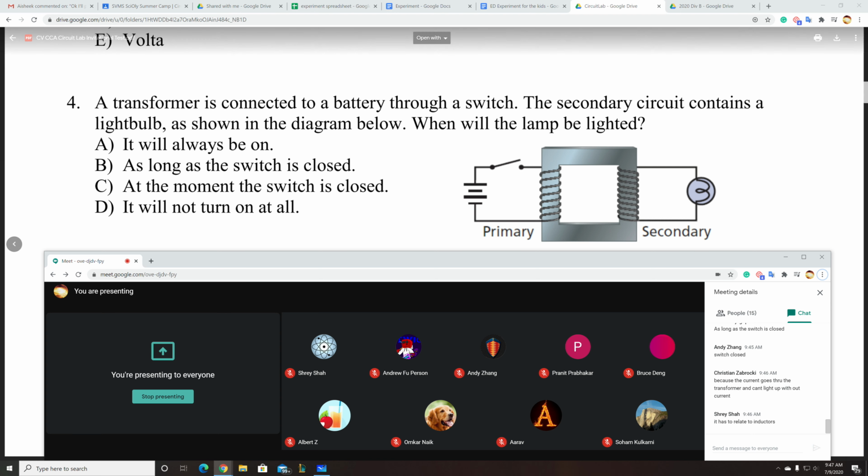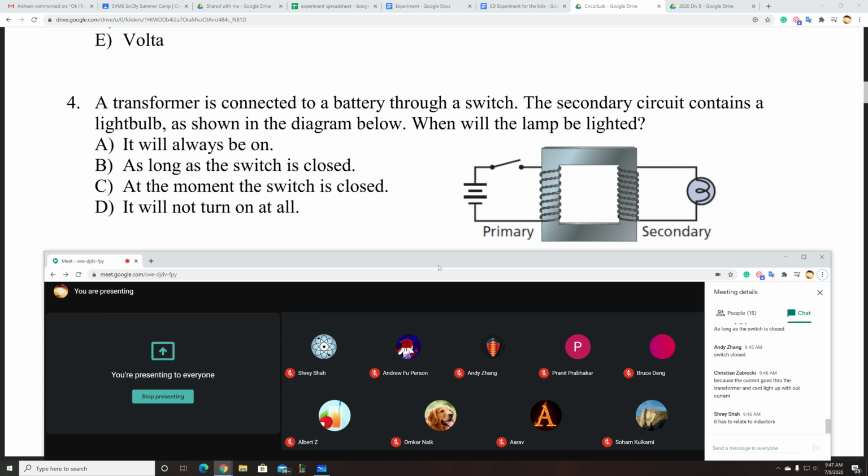I'll explain transformers later. Maybe I'll explain transformers briefly. Transformers are usually used in an AC circuit. The number of coils is related to the current, which is related to the voltage. The watts stay the same, so it decreases current and increases voltage, or increases current and decreases voltage, so that the watts going through is the same.